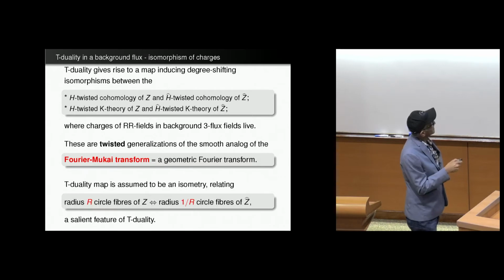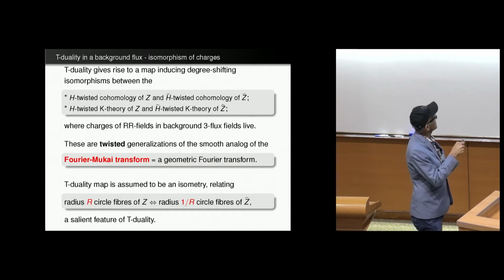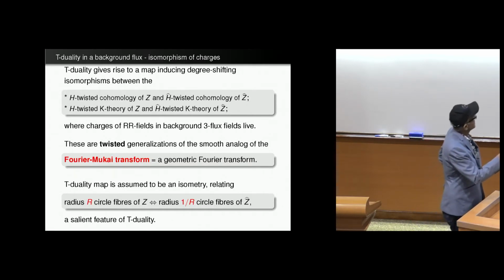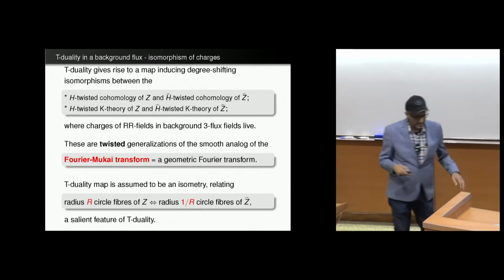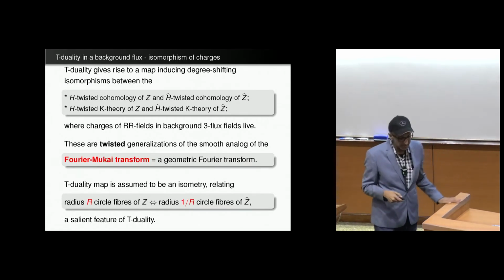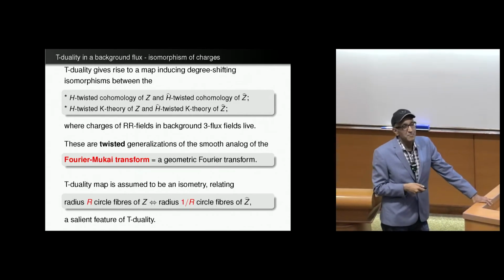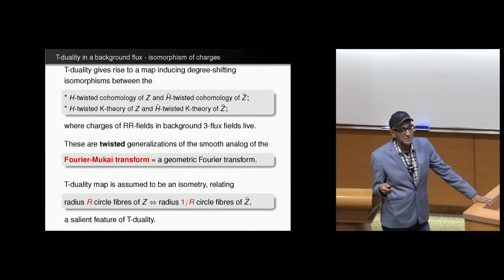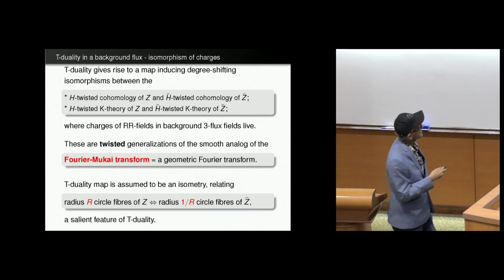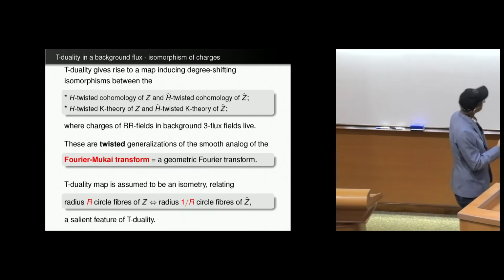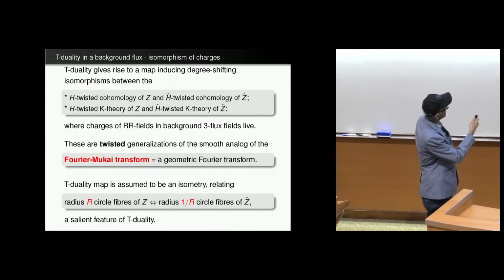And I will also indicate a theorem that shows that this T-duality map is an isometry, and it takes circle fibers of Z of radius R to circle fibers of Z hat of radius 1 over R. Okay, so it's an isometry that way. So it gives more than topology, although many people tend to call this topological T-duality, there's a little bit more. There's some geometry also. So this is another salient feature of T-duality.